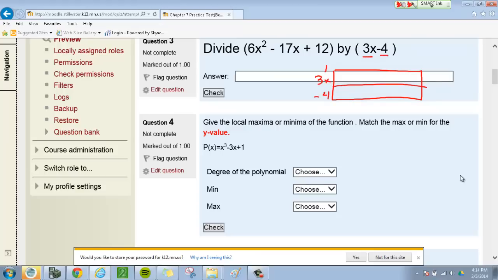Remember, this has to be the highest degree term. This is the next highest degree term. Then we're going to take this 6x squared right there, and we are going to plug that into this first box right here. 6x squared goes right there.